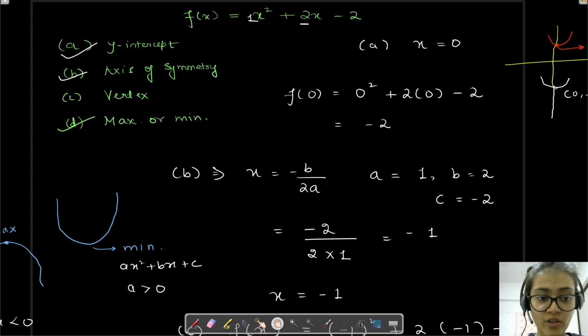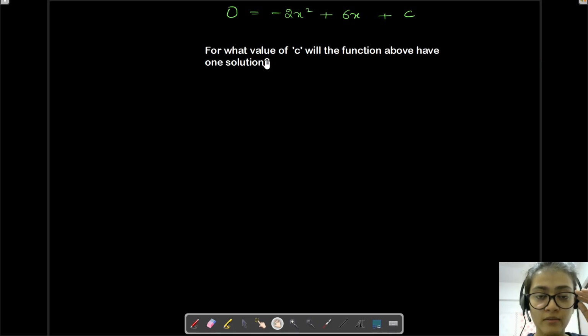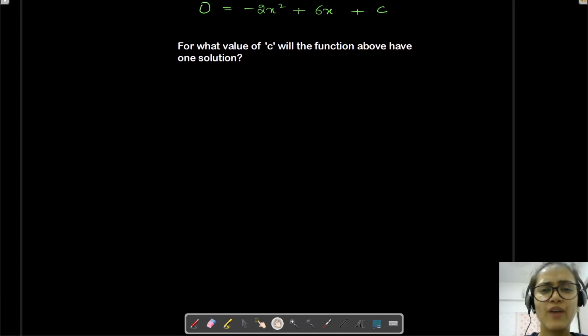Next we'll do a question on finding the x-intercepts. Here a quadratic equation is given to us, and we are asked for what value of c the function above will have one solution. Okay, one solution. So this is actually a very straightforward question on quadratics.